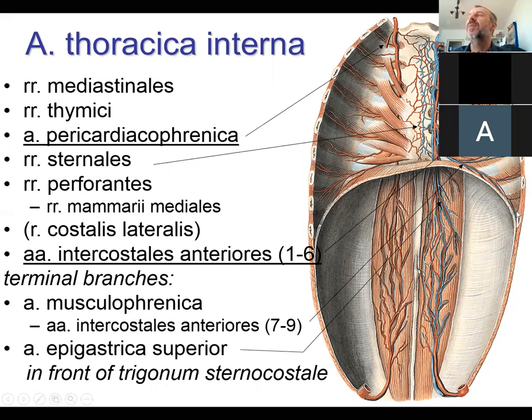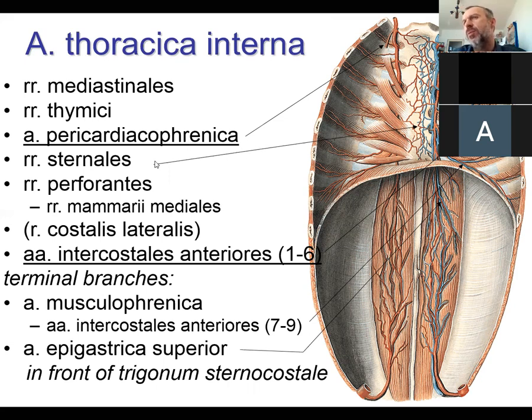And this musculophrenic branch supplies the remaining three anterior intercostal spaces, so the 7th to 9th. What about the 10th and 11th intercostal space? It is, of course, not supplied by the internal thoracic artery, as these spaces do not exist ventrally. Yeah? They exist only dorsally, as these two last ribs are free ribs. So that's for intercostal spaces.